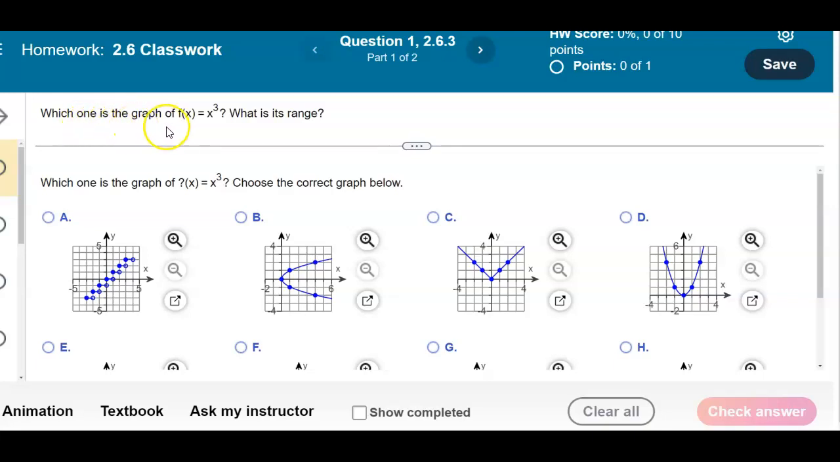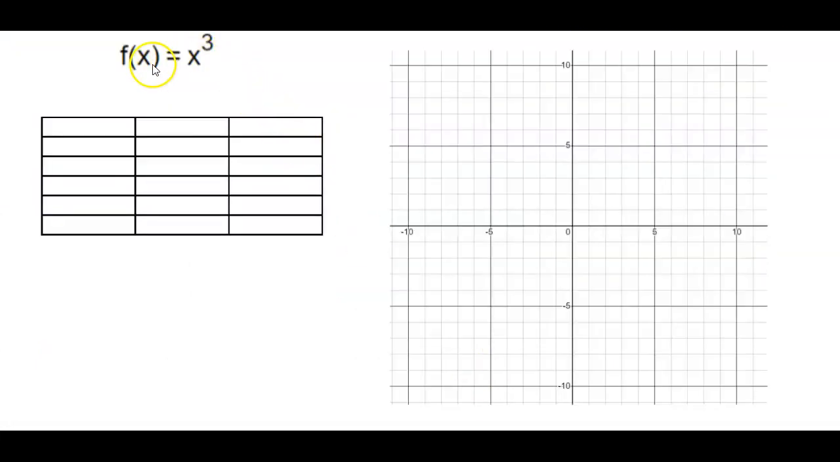Which one is the graph of f of x equals x cubed, and what is its range? So we're going to go ahead and graph this manually. When we want to graph this, we have our function f of x, which is equal to x cubed. So that means in the first column, we're going to call that x. In the second column, it's going to be f of x, which is going to equal x cubed.